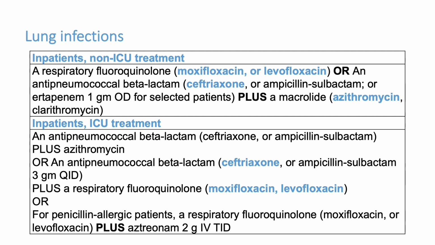We can go for alternative therapy like ampicillin, sulbactam, or ceftriaxone, or azithromycin with ertapenem. Like that, we can select alternative therapies. But in patients who have a respiratory infection and are getting admitted to the ward, moxifloxacin or levofloxacin IV will be a good choice. If the patient is getting admitted to ICU, we need to give higher antibiotics like ceftriaxone.